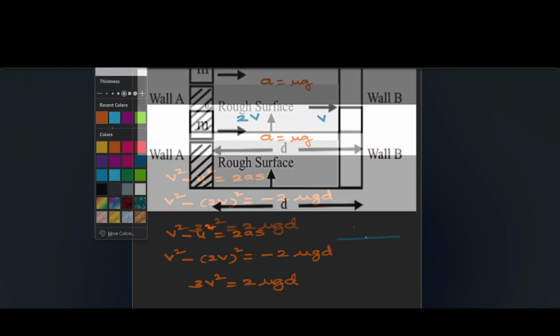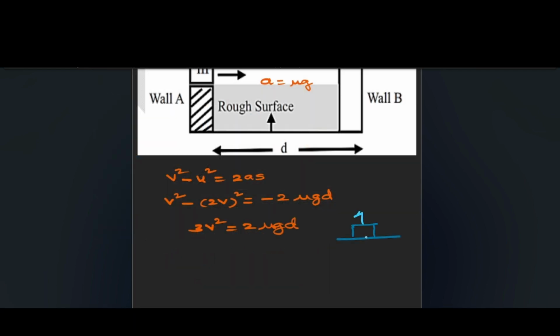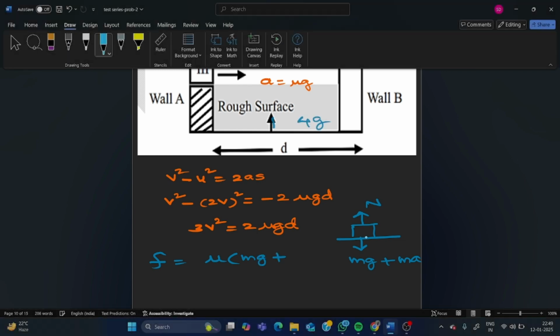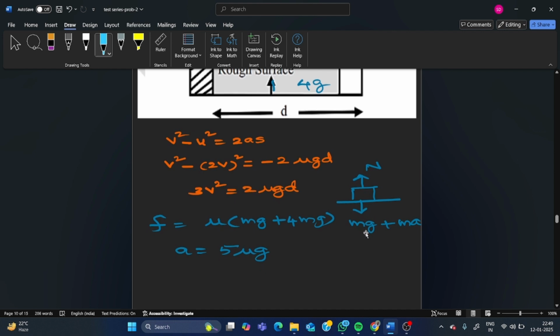Now the second case. The normal reaction is, and what are the downward forces? mg and a pseudo force ma. Okay, so frictional force now becomes mu N, that is mu (mg plus ma). a is 4g is given, therefore here I can write 5 mg. So from here what is the acceleration? 5 mu g. So that we will substitute in the equation.